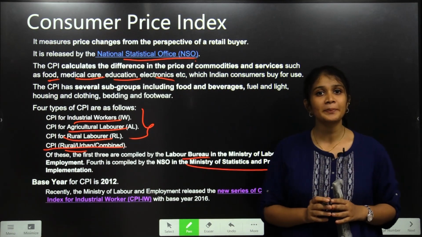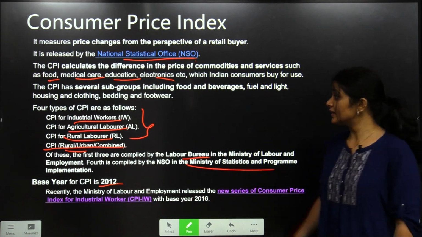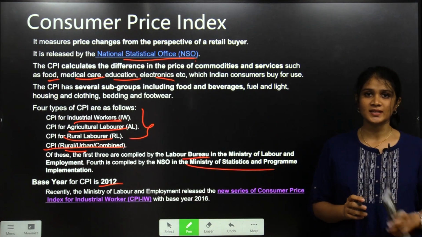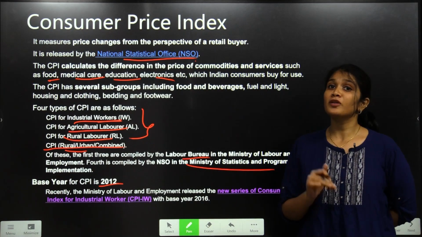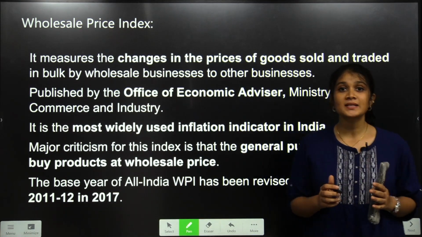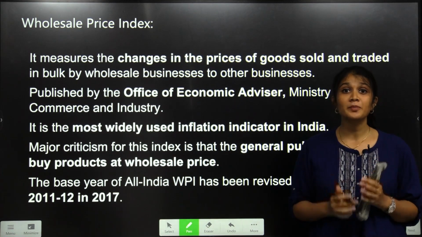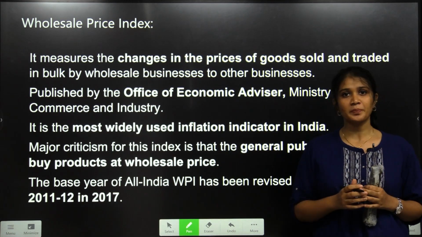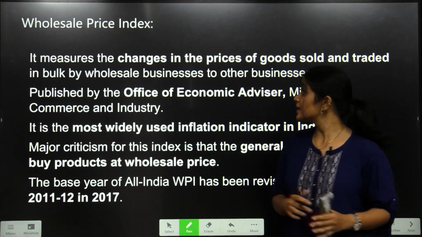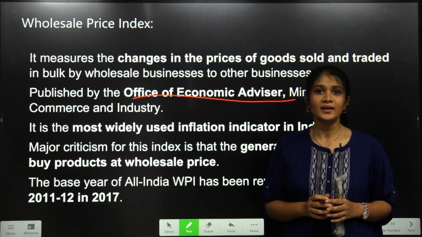The base year for CPI is 2012, but recently the base year for CPI for industrial workers has been shifted to 2016. In this perspective, we will also look at what the Wholesale Price Index is. Wholesale Price Index is basically calculated for wholesale goods. That means it gives the producer perspective and not the consumer perspective. That's why WPI is majorly criticized. This is released by the Office of Economic Advisor, Ministry of Commerce and Industry.